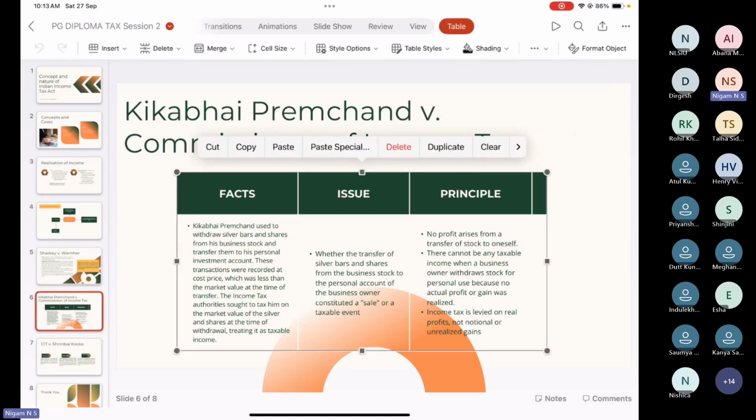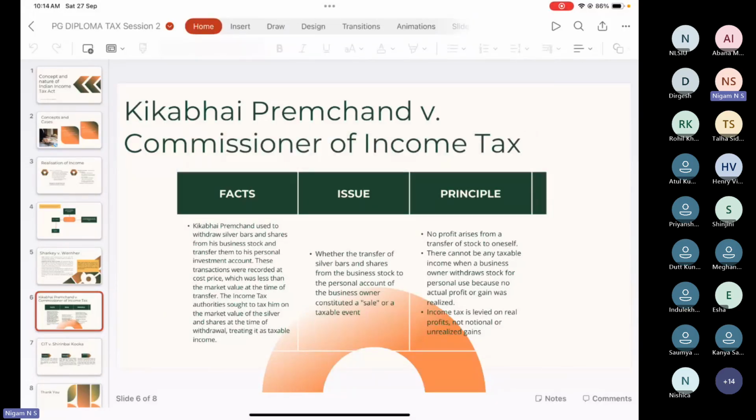And the issue was whether the transfer of silver bars and shares from the business stock to the personal account of the business owner constituted a sale or a taxable event. And the Indian Supreme Court here, unlike Sharkey versus Werner, unlike the English cases, said that no profit arises from a transfer of stock to oneself. And here, of course, it is stock. You can say transfer property to oneself.